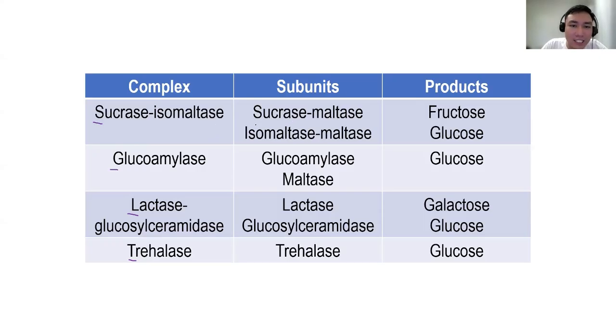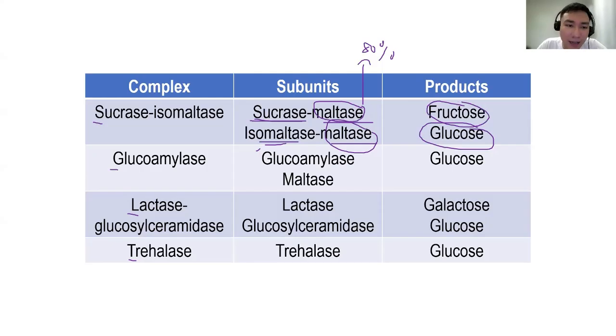Ang subunits niya is the sucrase maltase and isomaltase maltase. So kung mapapansin nyo, both subunits, syempre sa pangalan pa lang may sucrase at isomaltase, pero meron din silang maltase enzyme. And so since parehas silang may maltase enzyme, this accounts for 80% of maltase digestion. And sabi natin, maltase will break down maltose into 2 glucose molecules. So we have a glucose here, and dahil sucrase natin will break down sucrose into glucose and fructose, so we also have fructose as a product.